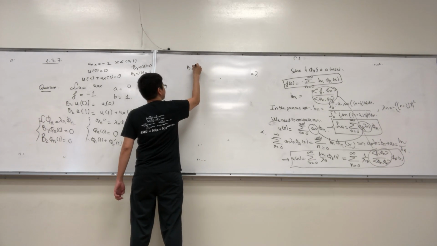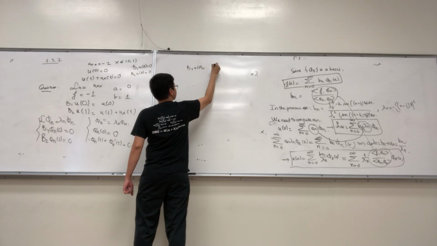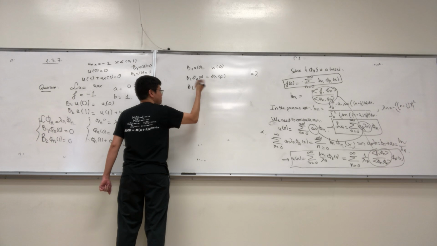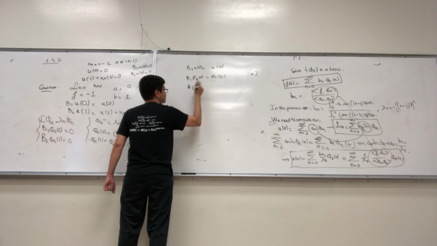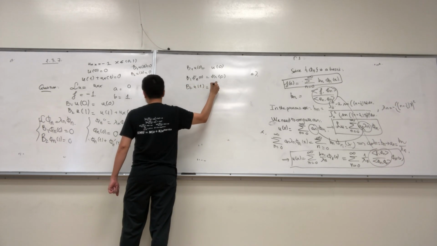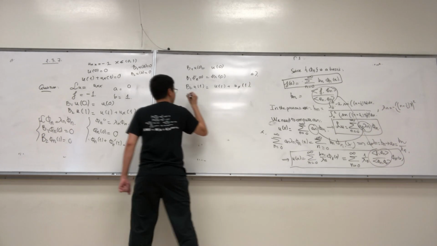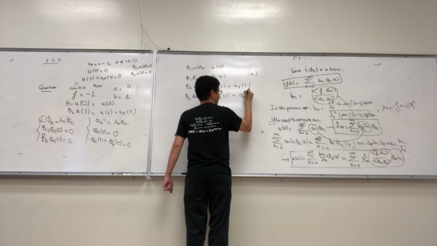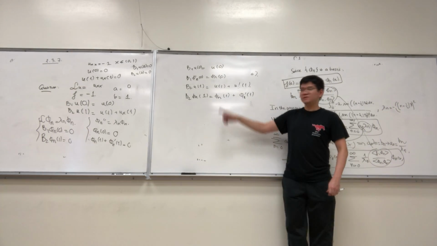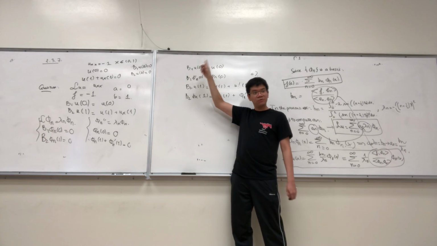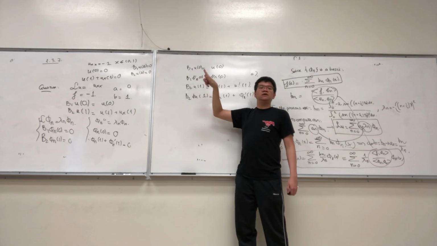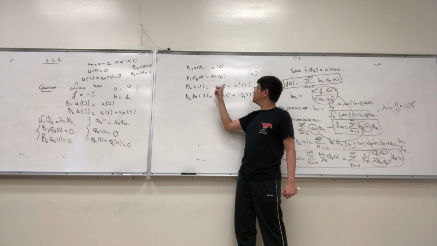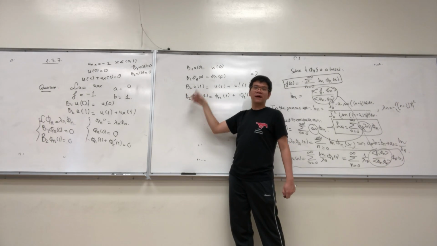Because B1 of u is u(0), which means that B1 of phi n at 0 is also phi n at 0. B1 of any function considers only the point 0 of that function. And B2 of u at 1 is u(1) plus u prime at 1. So if you replace u by the function phi n, you're going to have the same thing.